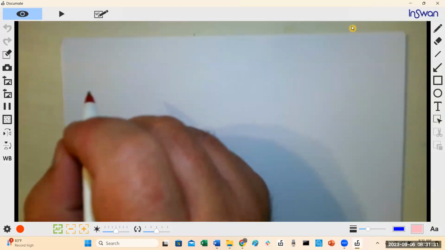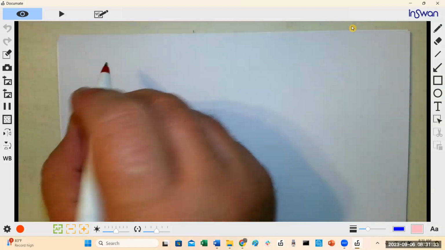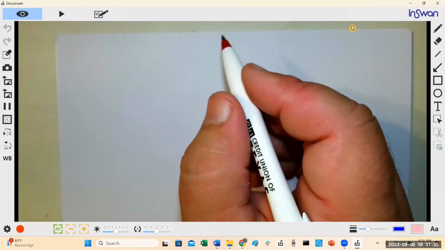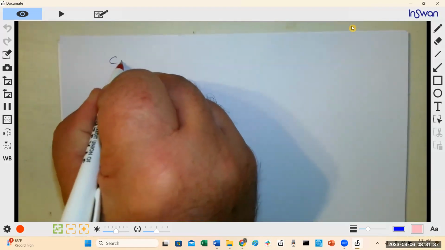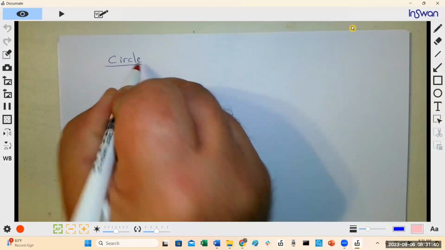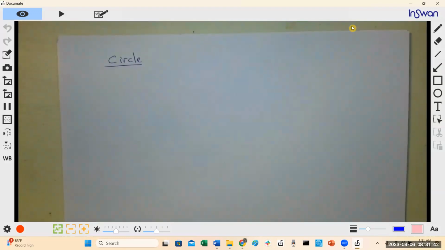Now, if I ask you, what is the opposite of a line? A line is a straight graph. The opposite of it would be a circle. Let's talk about circles.